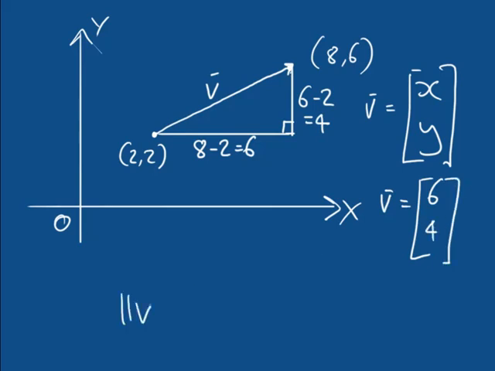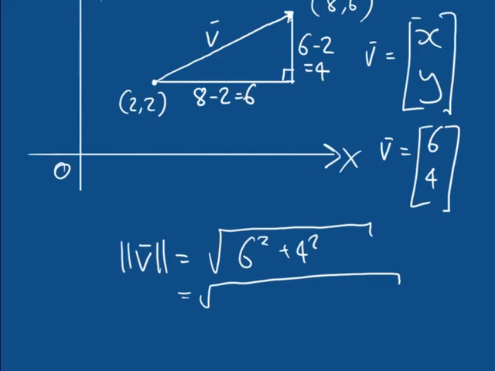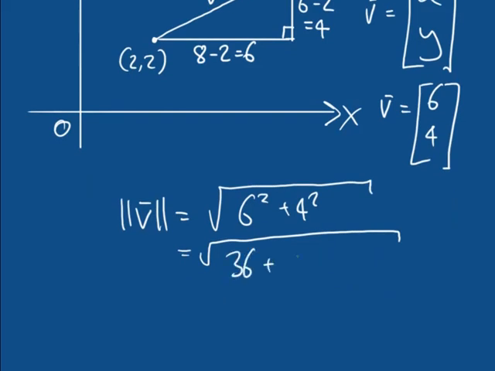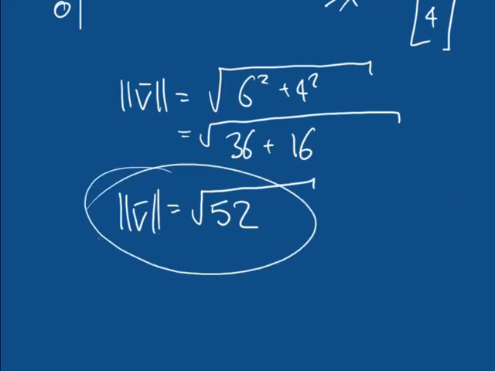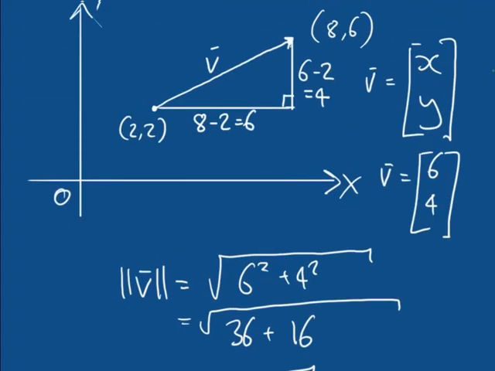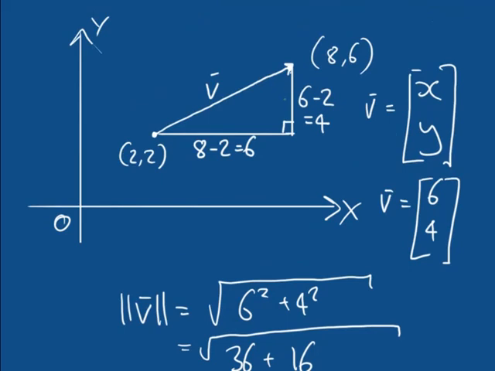We could then find the magnitude of our vector, which will give us the length of our vector, which will give us the distance between these 2 points, which is equal to the square root of x squared plus y squared, so 6 squared plus 4 squared, which is equal to the square root of 36 plus 16, which is equal to the square root of 52. Again, that's not a nice round number, so I'm just going to leave that written as the square root of 52. So the distance between those 2 points is the square root of 52.